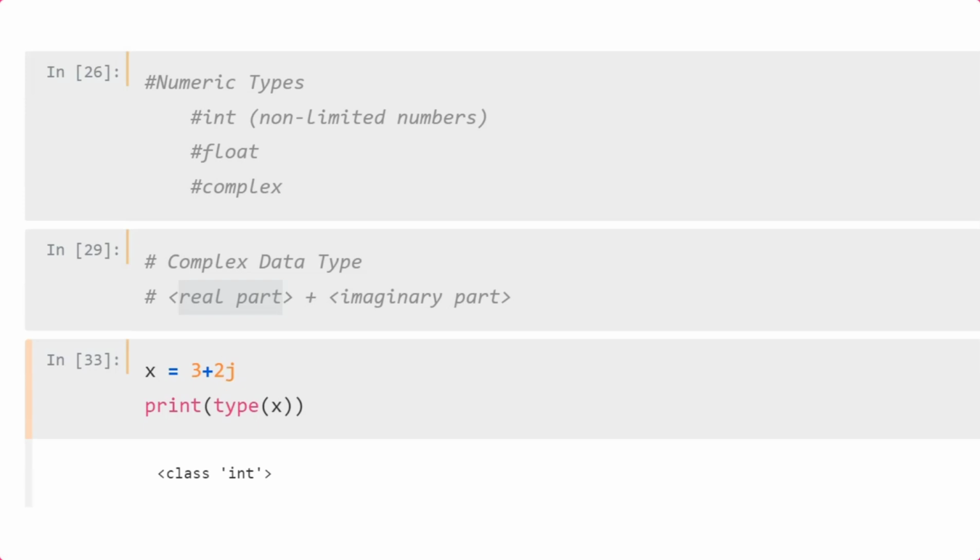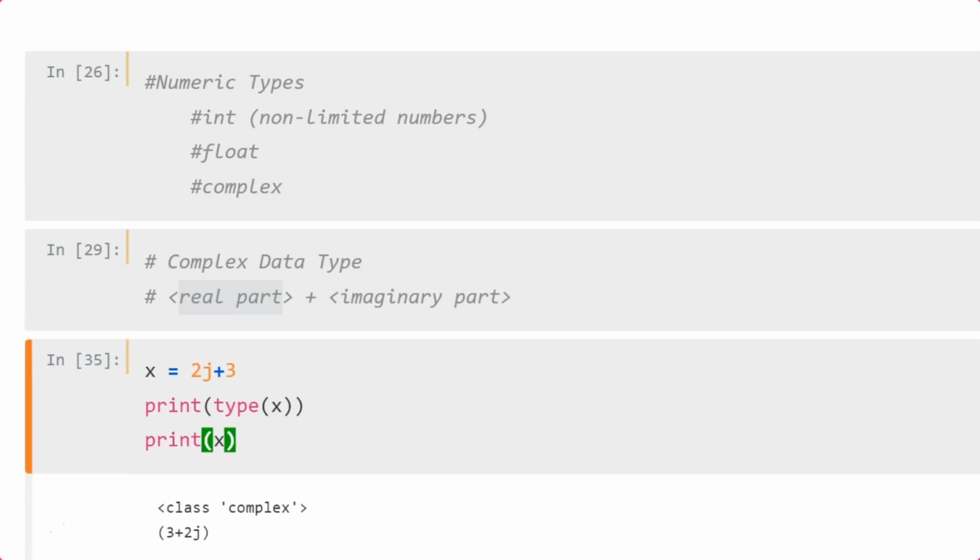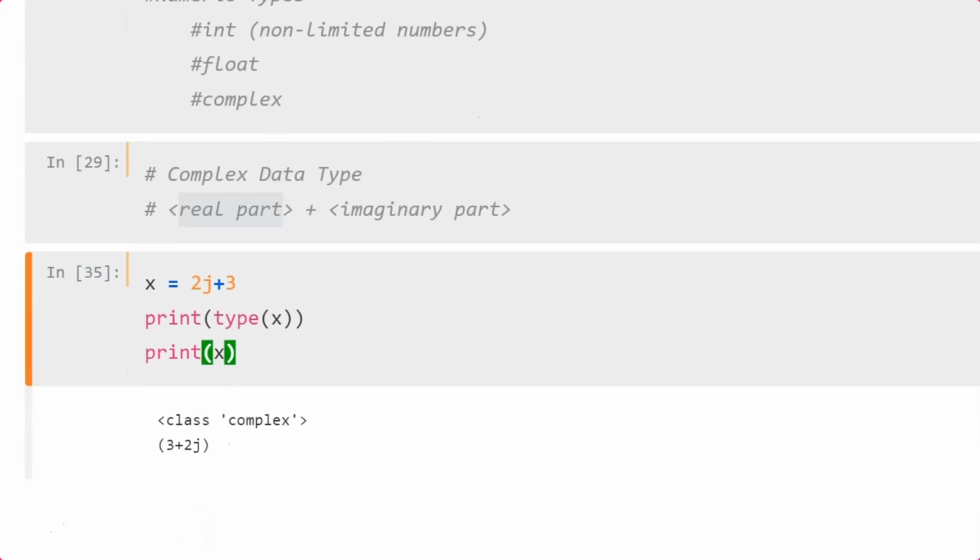But what if I reverse this expression, let's say 2j plus 3? If I do it this way, is that going to be considered as a 2j plus 3? Still it's going to be a complex type, but we need to print that x and see how it's going to be evaluated. So let's go ahead and print the variable x. You can see now it is still considered as a 3 plus 2j. So always from the operation of plus, on the left hand side you only have your real part, and post that you have your imaginary part.